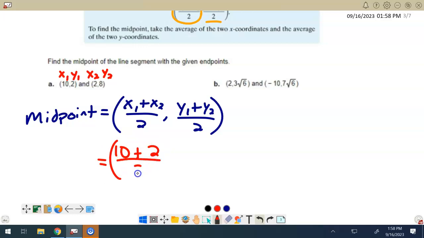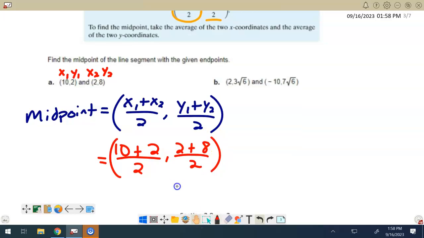Notice one big difference with this formula that throws students off is that we are adding, not subtracting. For the slope, you're subtracting the y coordinates and the x coordinates. For the distance formula, you're subtracting. But for the midpoint, you actually want to add the two numbers together and then divide by 2. y1, which is 2, plus y2, which is 8, divided by 2.